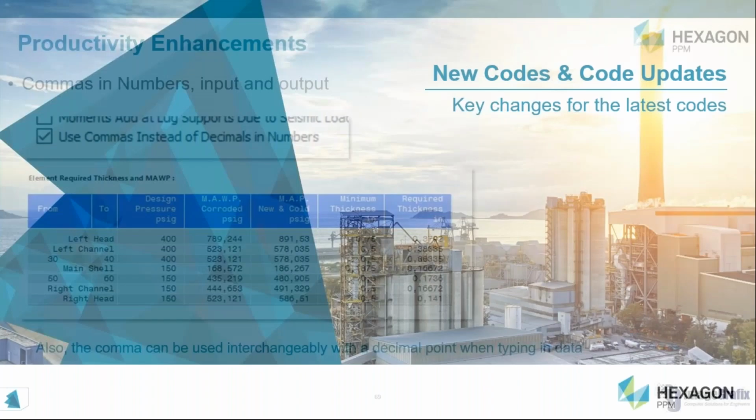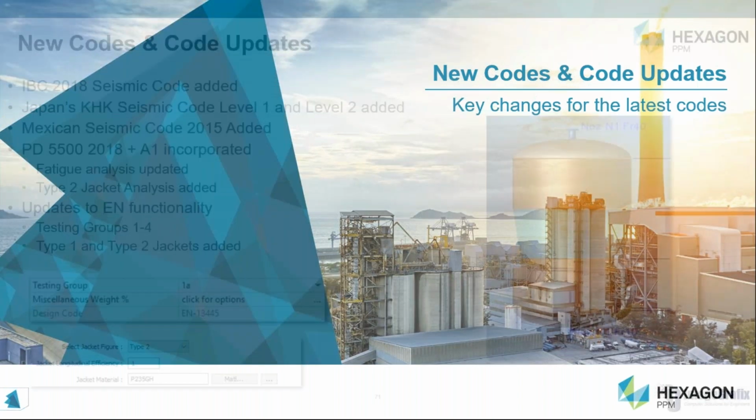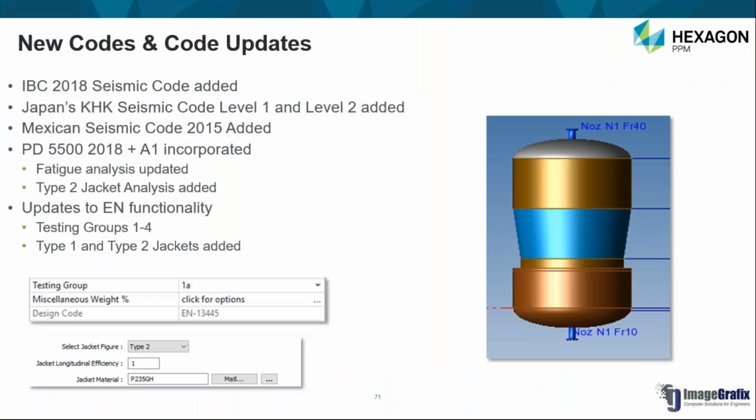Okay, then next is your new code and code updates. Obviously, this year there was not an ASME code update here. That is going to be next year. So PVLite 2020 will have the ASME code 2019 edition. But there are some other codes they have updated which PVLite addresses. So here are a few of them.